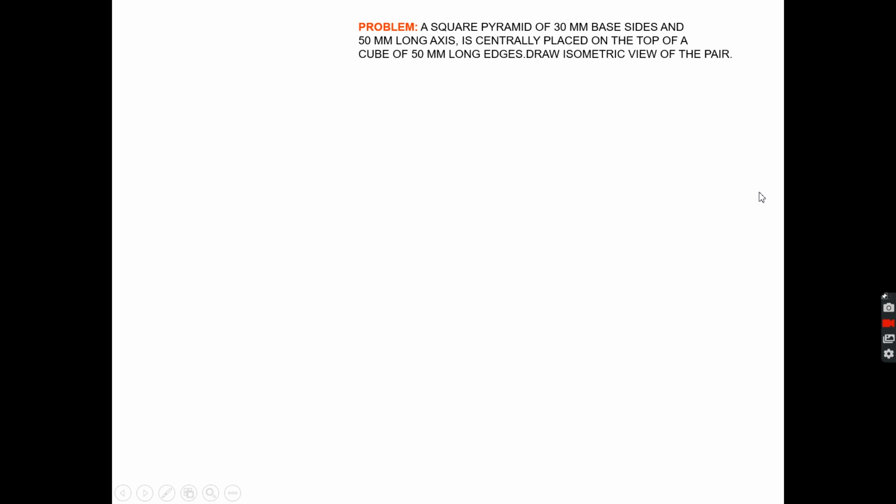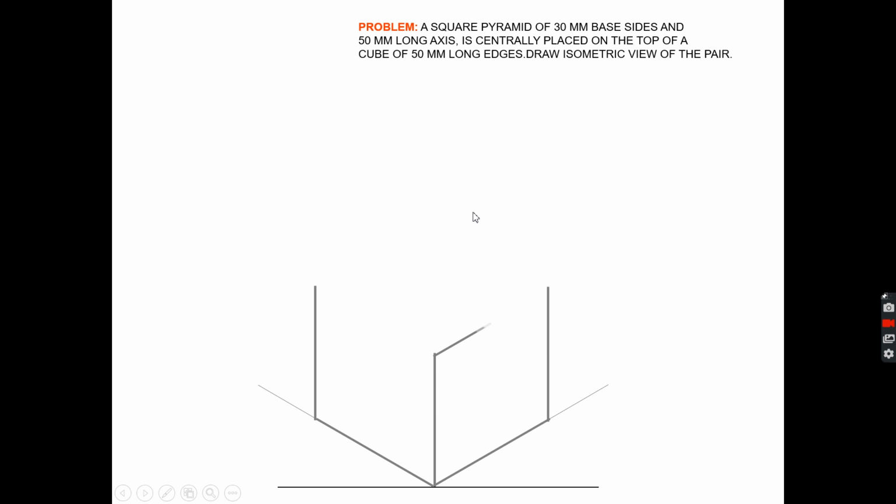In the next question, it is given that a square pyramid of 30 mm base side and 50 mm long axis is centrally placed on the top of a cube of 50 mm long edges. Draw the isometric view of the pair. In this question, what you first need to draw is the cube, because the square pyramid is on top of the cube. It is very easy to draw a cube. First you draw the base of the cube, then the edges and the top of the cube, and all these lines have a length of 50 mm.